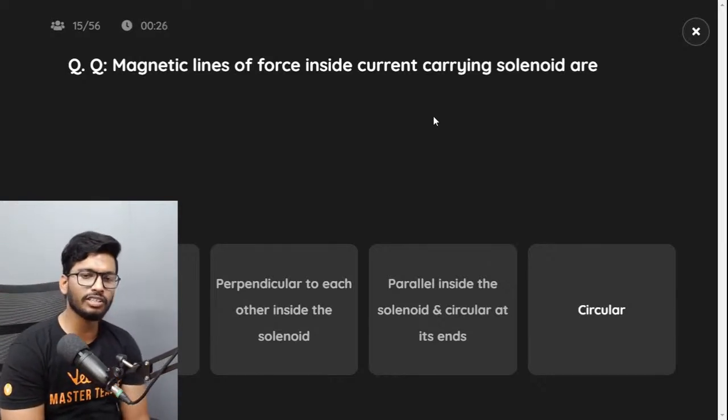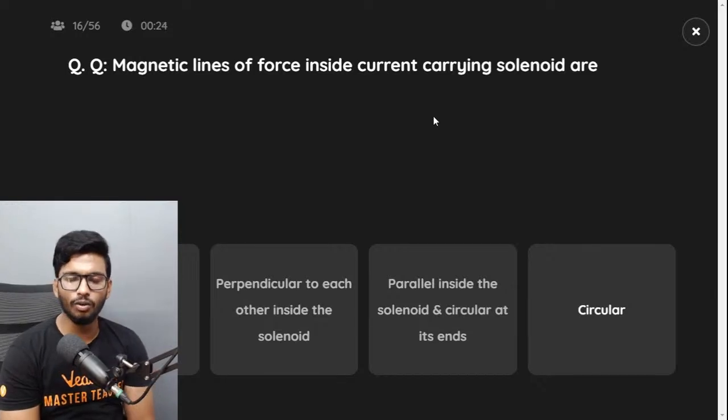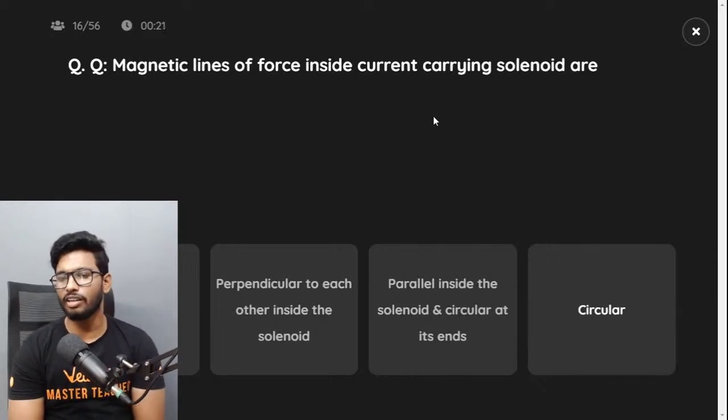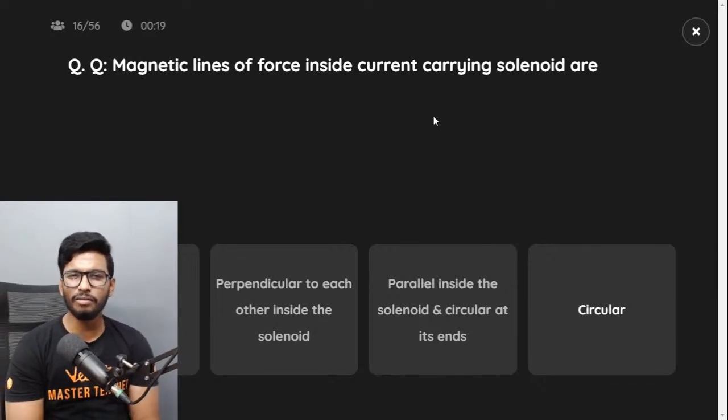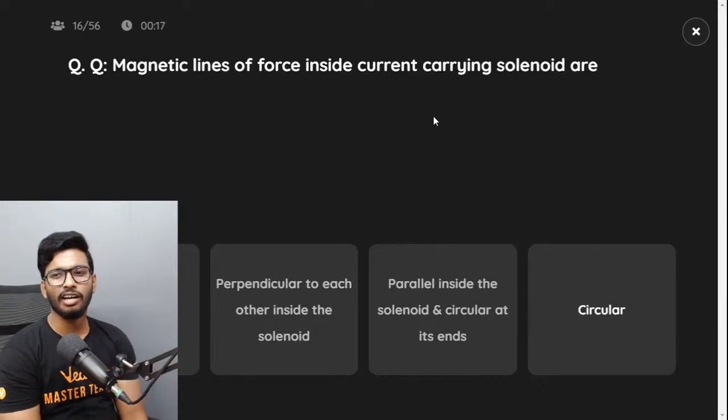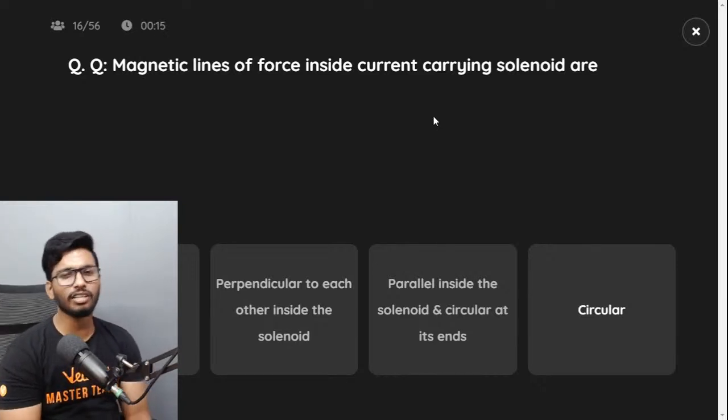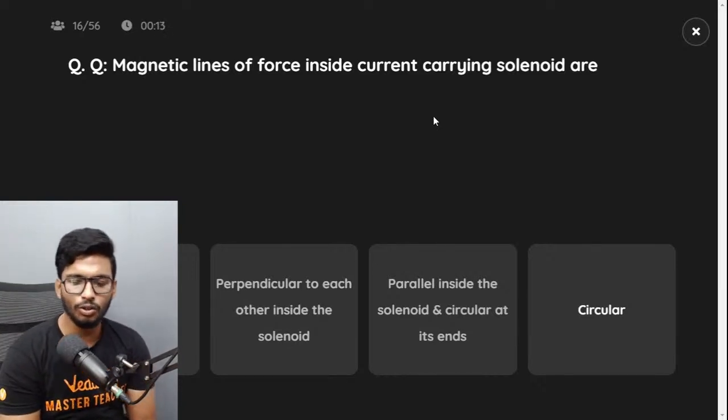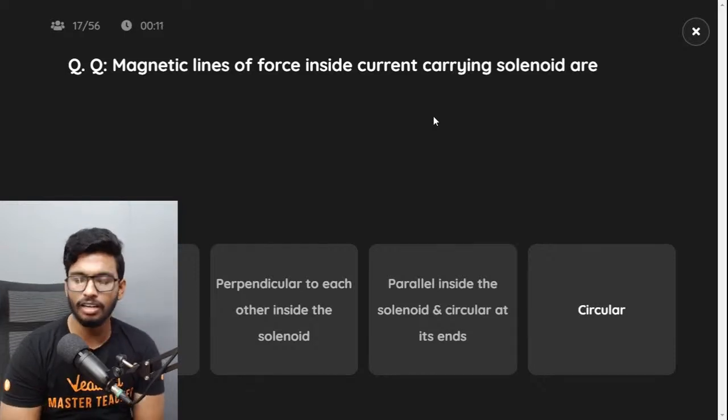Is the magnetic field perpendicular to each other inside the solenoid, parallel inside the solenoid and circular at the ends, or circular? This is actually a concept from the previous session. Unfortunately, I think there was a misplacement over here, but it's still a good question. So you guys can tell me what the answer is.